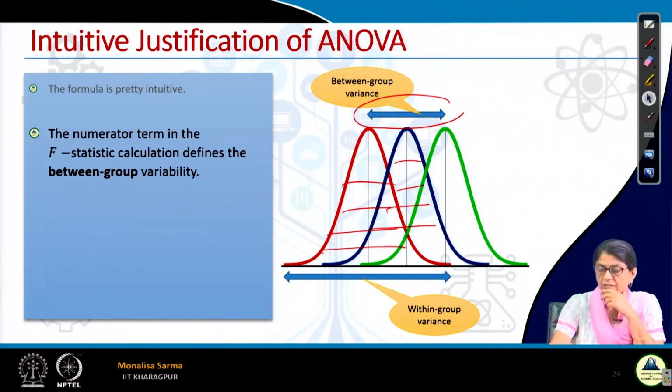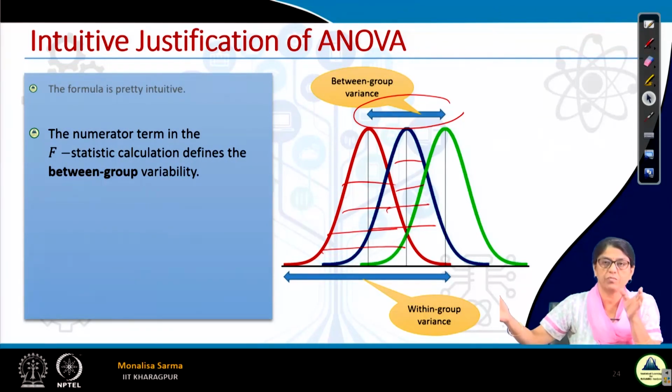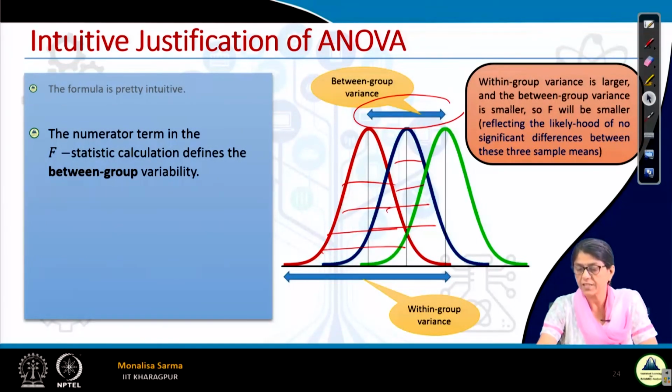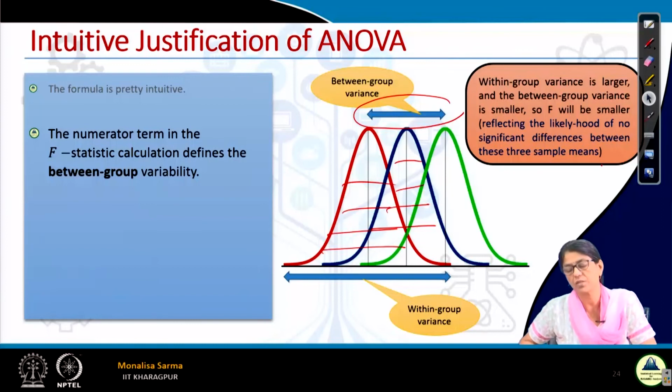Okay. So, if the between group variability is bigger, what does that mean? That means it does not belong to the same population, it belongs to different populations, that means the population means are different. Okay. So, if within group variance is larger and between group variance is smaller, F will be smaller, reflecting the likelihood of no significant difference between these three sample means.